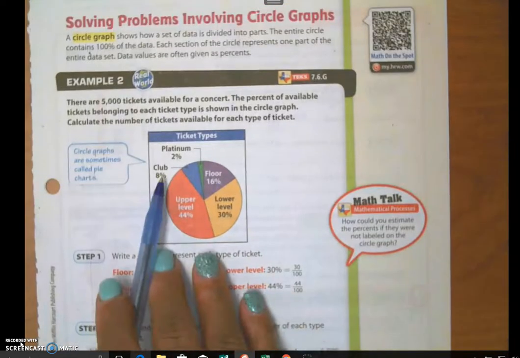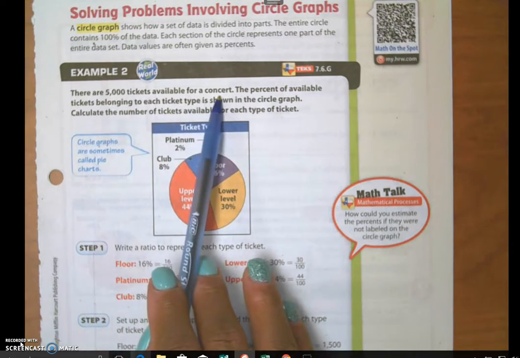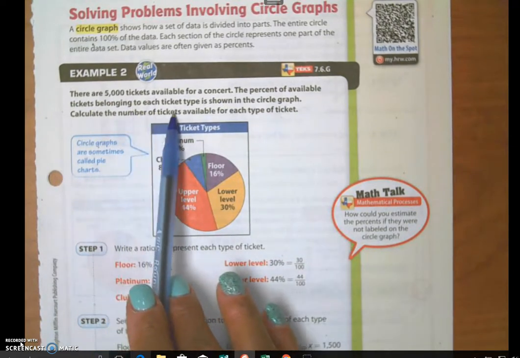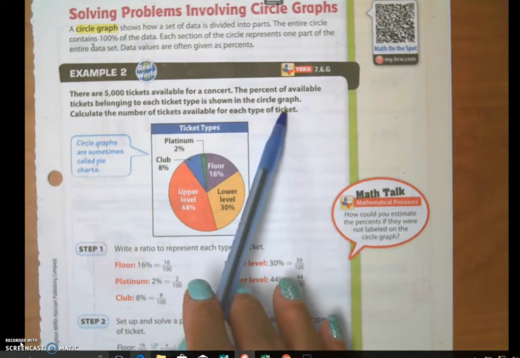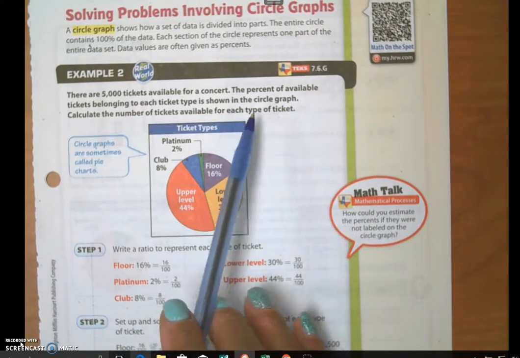They give you a circle graph and it says there are 5,000 tickets available for a concert. The percent of available tickets belonging to each ticket type is shown in the circle graph. Calculate the number of tickets available for each type of ticket.